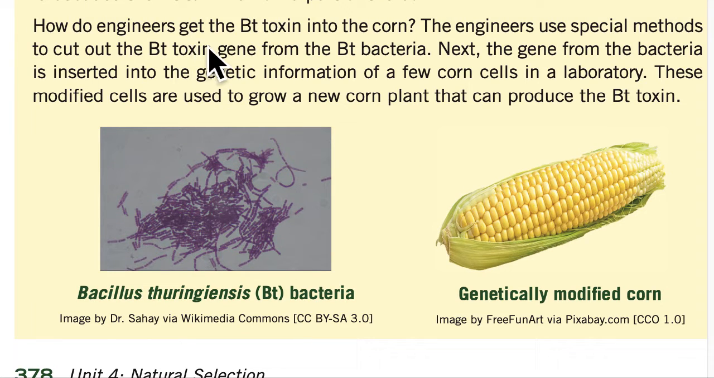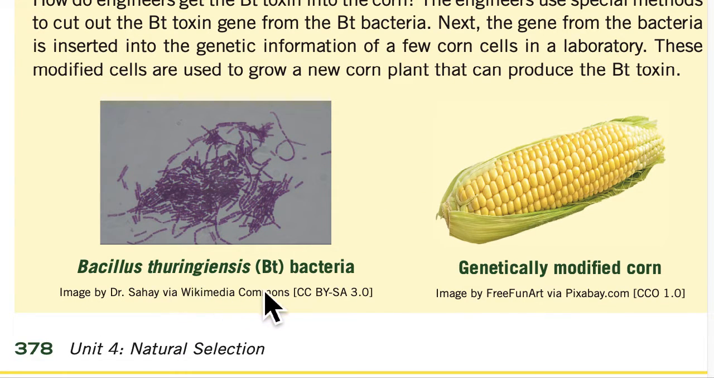How do engineers get the Bt toxin into the corn? The engineers use special methods to cut out the Bt toxin gene from the Bt bacteria. Next, the gene from the bacteria is inserted into the genetic information of a few corn cells in a laboratory. These modified cells are used to grow a new corn plant that can produce the Bt toxin.